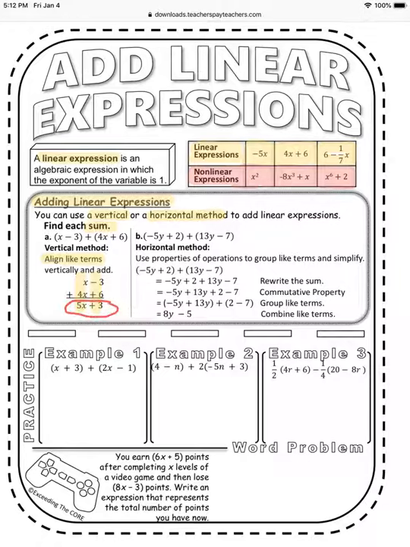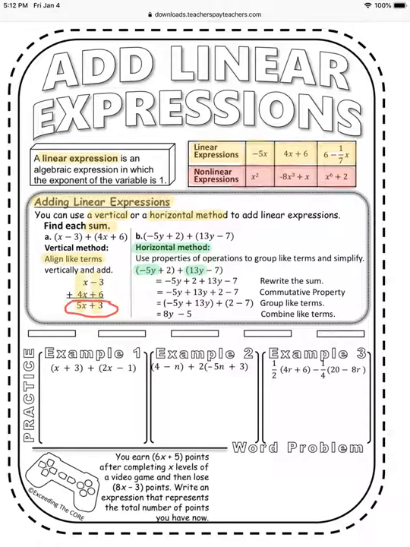You can do the same thing with the horizontal method. It just depends what you would rather do. The horizontal method, we're going to use the grouping properties. So when I look at the horizontal method, I notice that there is a negative 5y. I also notice that there is a positive 13y. I don't do all these extra steps in the middle. I just look and find the like terms. The parentheses, remember, if we're just adding and subtracting, it doesn't matter the order, as long as you keep the sign in front of the number that it goes with.